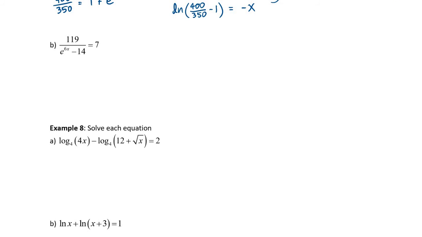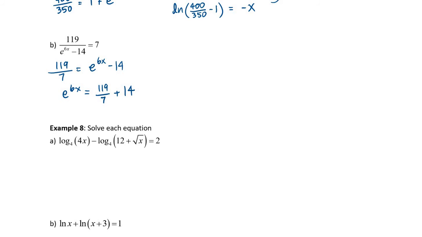So I'm going to flip-flop the base and the 7. So 119 over 7 equals e to the 6x minus 14. Remember, I was able to do that because I cross-multiplied by 7, and then I divided by 7 on both sides. So I just had those two terms switch places. Then I'm going to add 14 to both sides. So e to the 6x equals 119 over 7 plus 14.